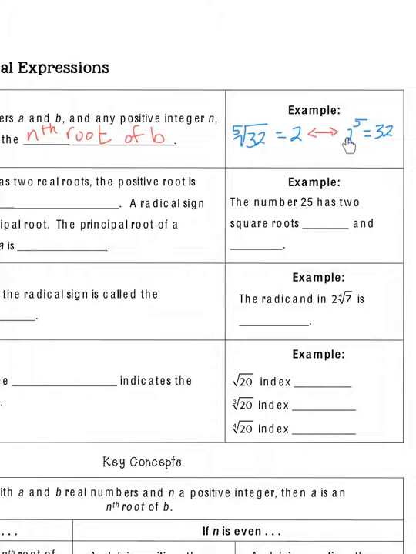So the base of this and the answer of this should be the same. The index here and the exponent here should be the same. The radicand, which is the number underneath the radical here, should be the same as over here. It's just a different way of looking at a radical statement versus a power statement.